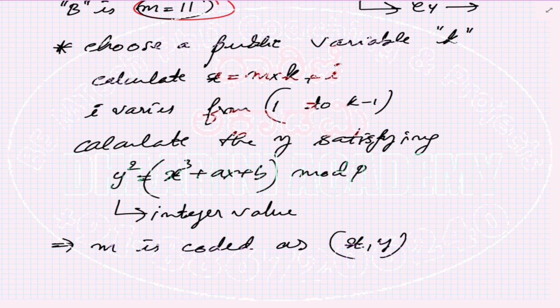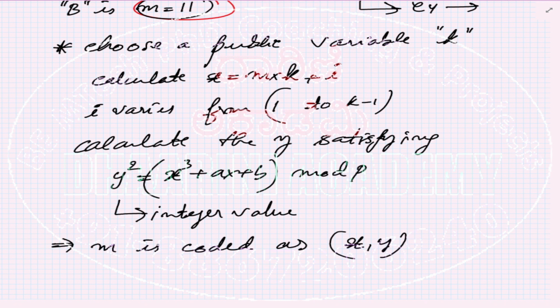An integer. So x cube plus ax plus b can be calculated depending on what a and b you have chosen initially. So using that, I should be able to get a y. But the condition is that it should be an integer. Okay, that answer x cube plus ax plus b is not necessarily giving you an integer value of y, right? Because of two things. One is there is a mod operator. Second thing, there is a y square. Correct. So because of these two reasons, you might not always get a proper integer value.